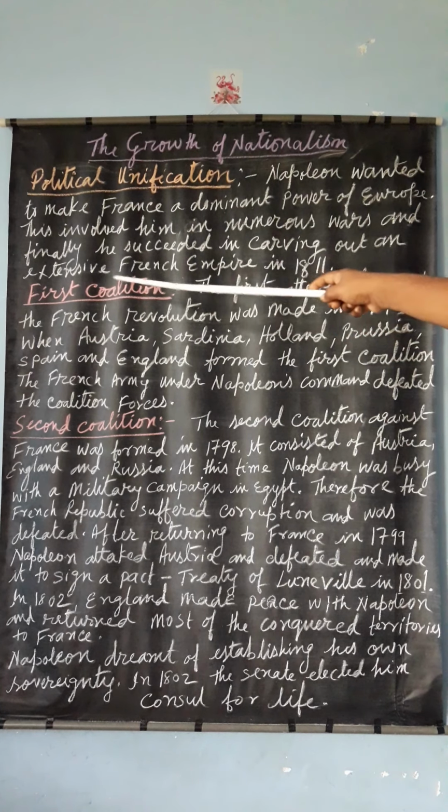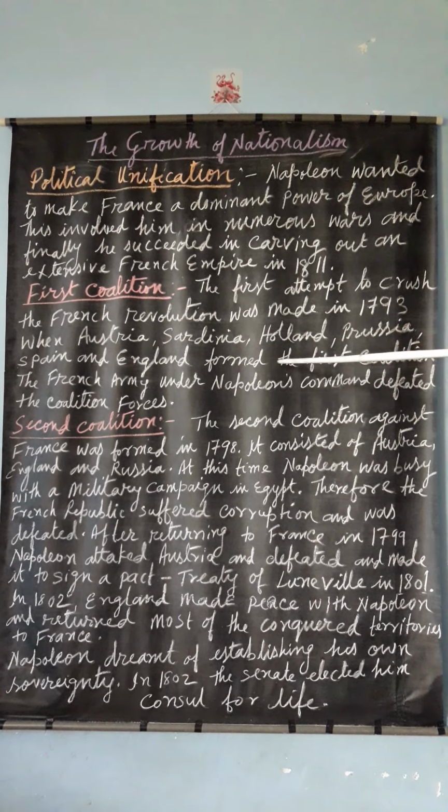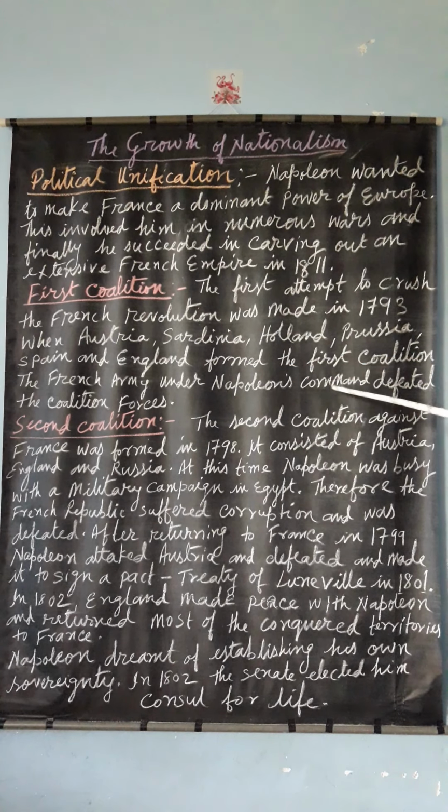First coalition. First coalition means some countries form together for some political works. The first attempt to crush the French Revolution was made in 1793 when Austria, Sardinia, Holland, Prussia, Spain and England formed the first coalition. The French army under Napoleon's command defeated the coalition forces. Napoleon defeated this coalition army.